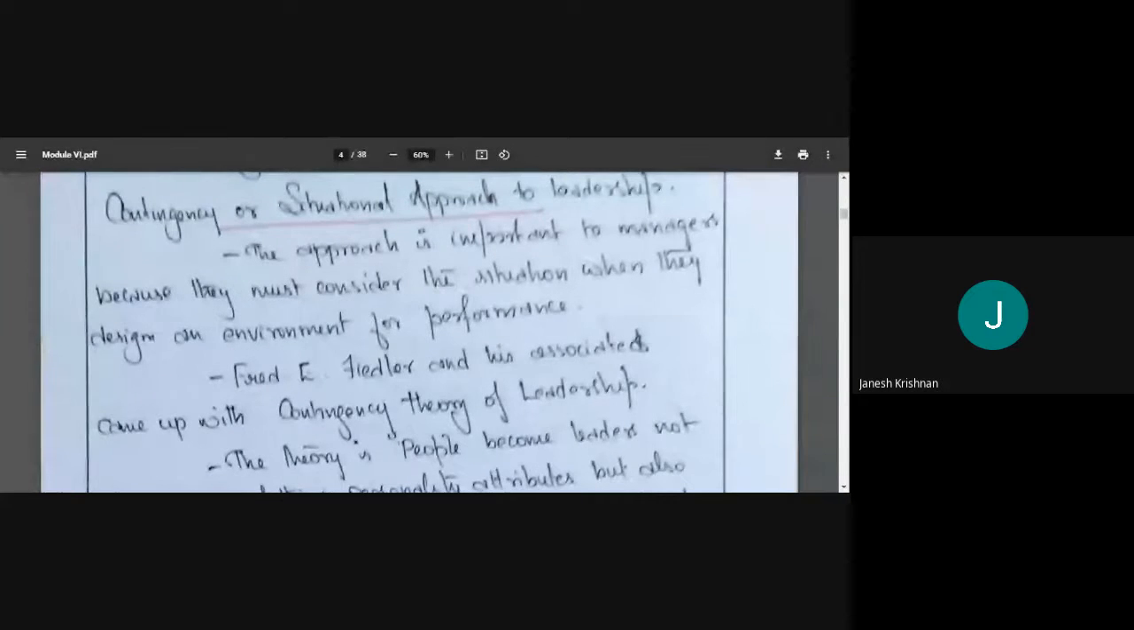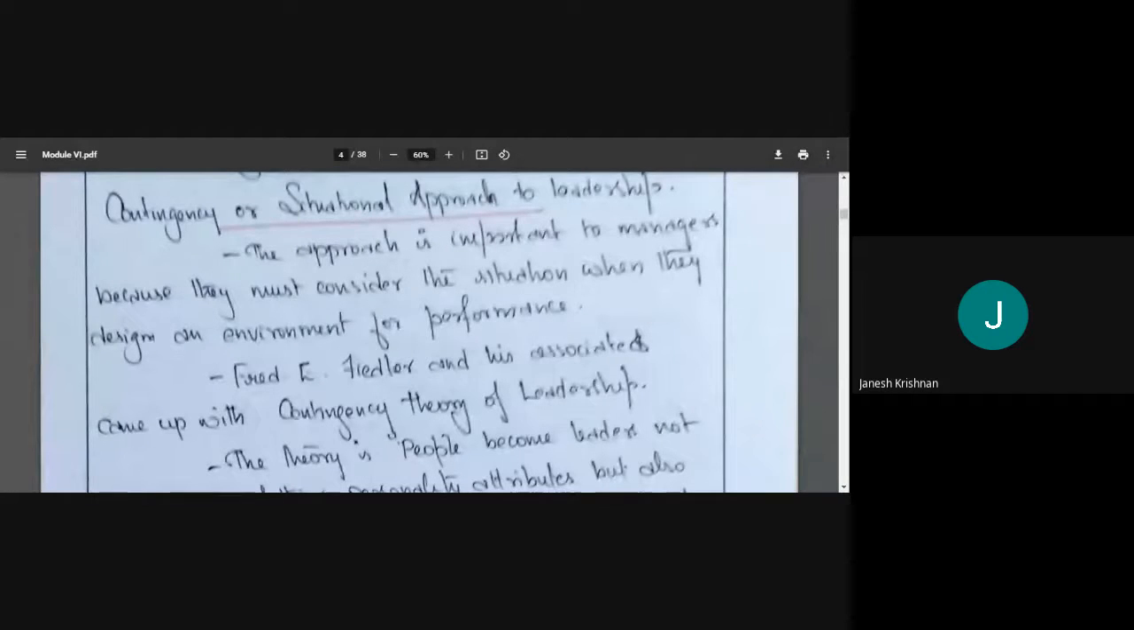Why is it important? Because whenever a manager is creating the environment, we said it's the creation and maintenance of an environment in which people can work together so that the organization goals are met, right? So whenever the manager is deciding upon or designing the environment, he has to take the situation also into context.